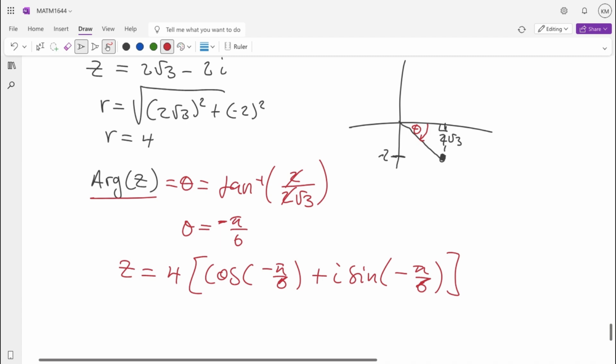I think this has to be sufficient for you guys to understand the idea of the big argument being between 0 and 2 pi, and when the big argument is between minus pi and pi. Yeah, this is sufficient to get you through tomorrow's test. I hope you will look through the video and understand everything.